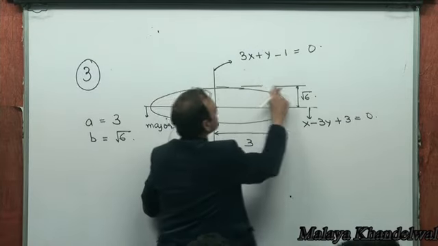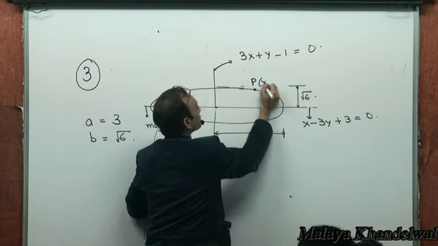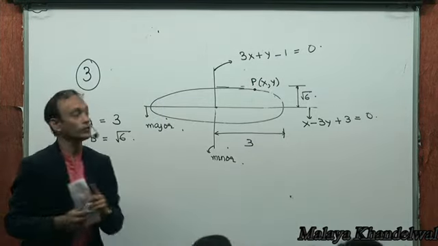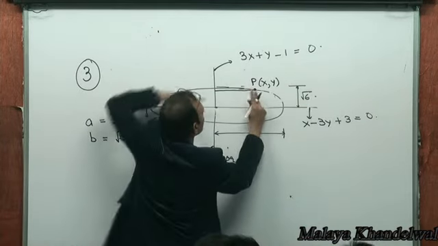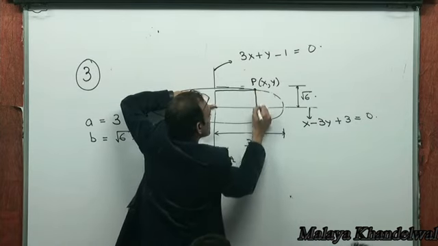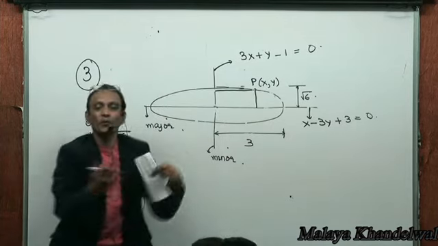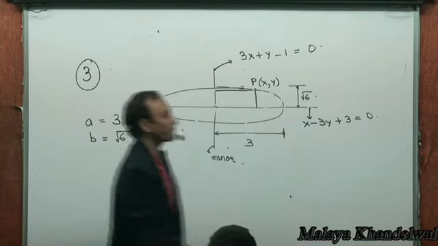Now, if I take any point on the ellipse x comma y, then very clearly the distance of xy from this line, this square divided by this square plus this square divided by this square equal to 1. That will be the equation of the ellipse. Yes or no? Right?